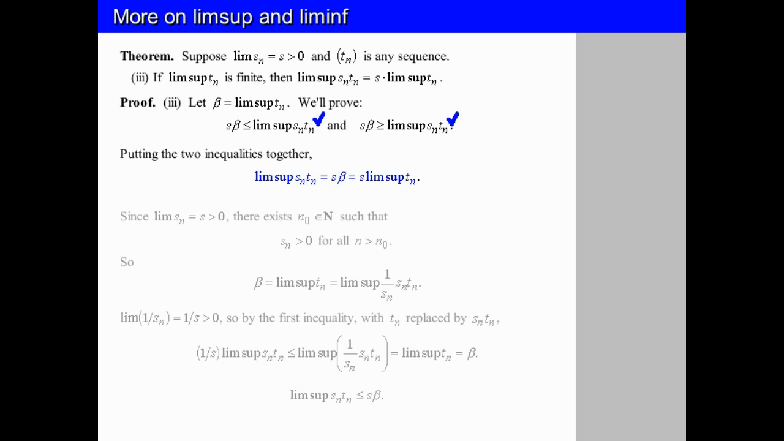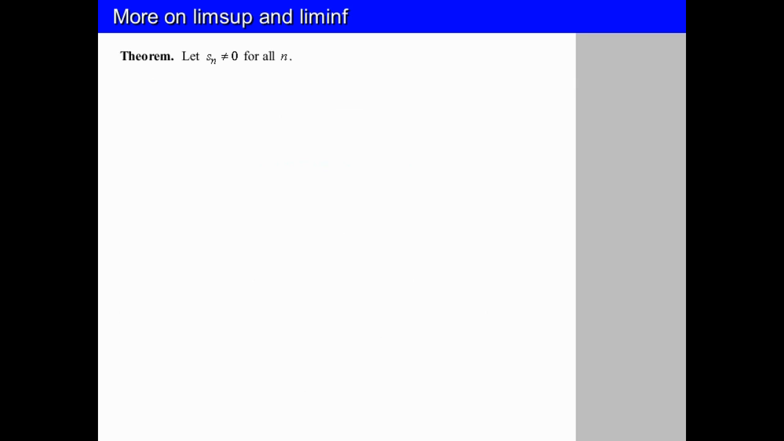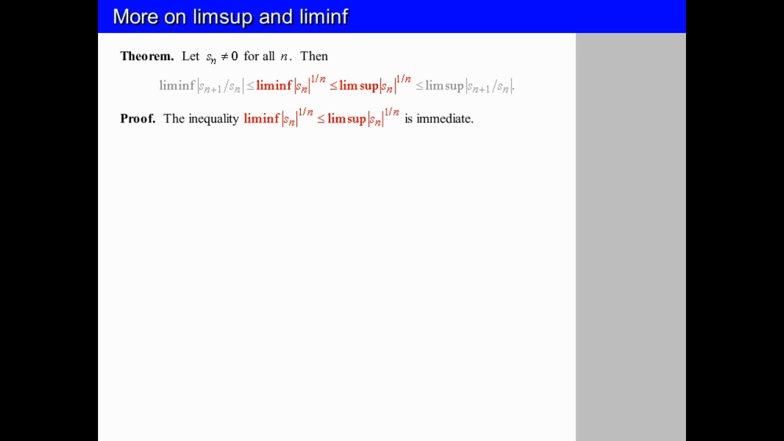The next theorem will help us understand the relationship between the ratio test and the root test for infinite series. Theorem: let Sn be any sequence of non-zero real numbers. Then the following inequalities hold. Proof: first observe that the middle inequality is immediate. For any sequence, the lim_inf is always less than or equal to the lim sup. As for the other two inequalities, the book proves the one on the right. We'll take care of the one on the left.